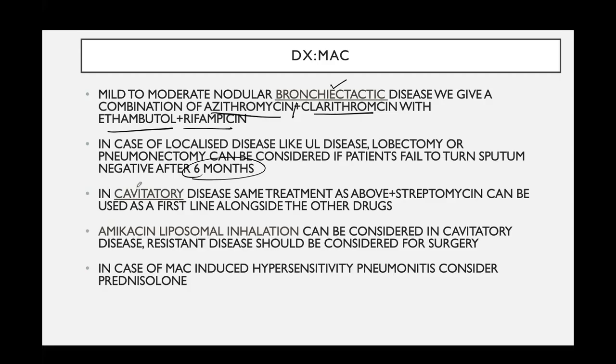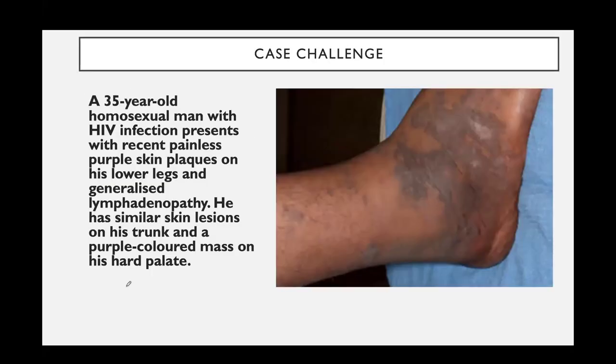lobectomy or pneumonectomy. In cavitary disease, same treatment as above, plus streptomycin can be used as a first line alongside other drugs. Amikacin liposomal inhalation can be considered here. In cavitary disease, resistant disease should be considered for surgery, which I have explained above. In case of MAC-induced hypersensitivity pneumonitis that can occur, we have to go for prednisolone. All right. Look at here. This is one of the complications of HIV.